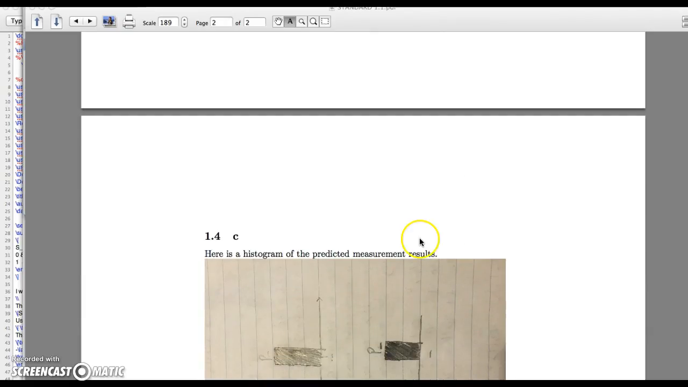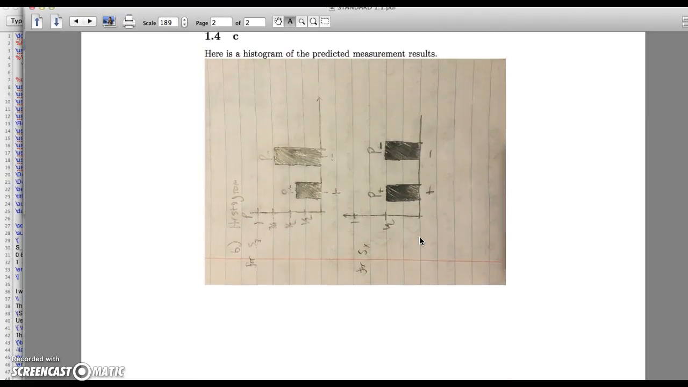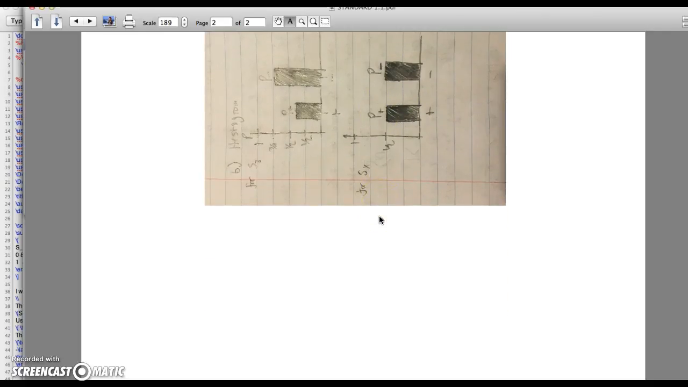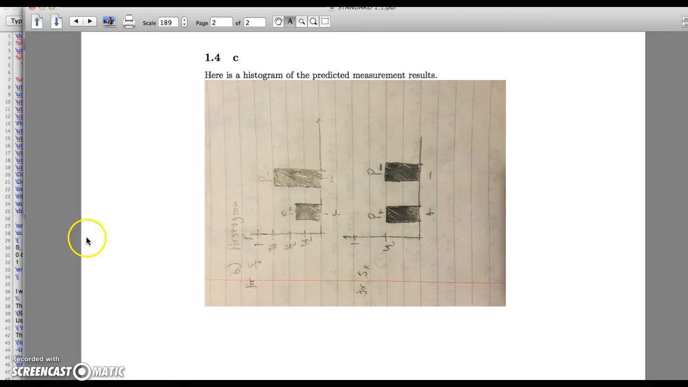Part C scrolls down. Here is a histogram of my results from part A and part B. So here are the probabilities in the S sub z basis, and then for S sub x. And that's it.